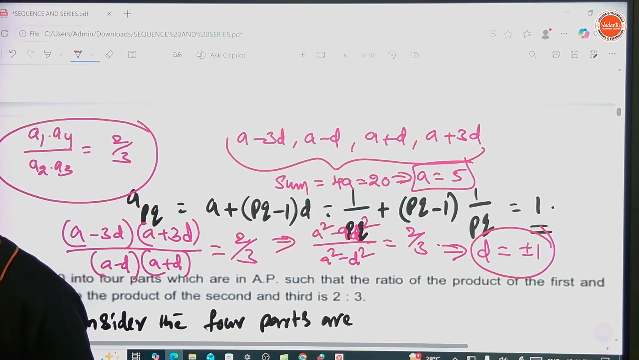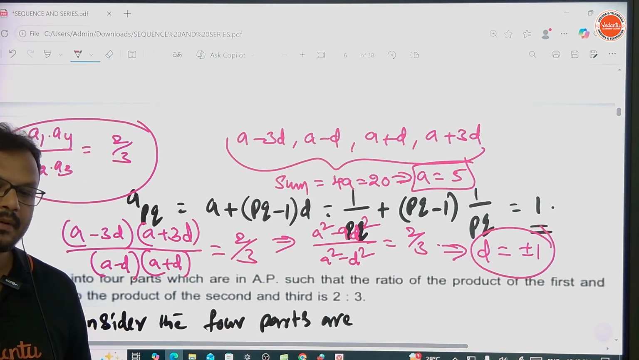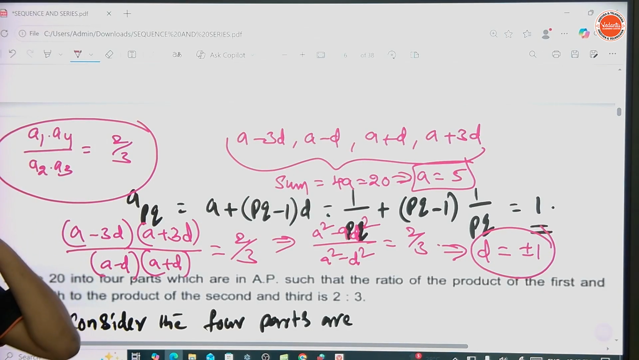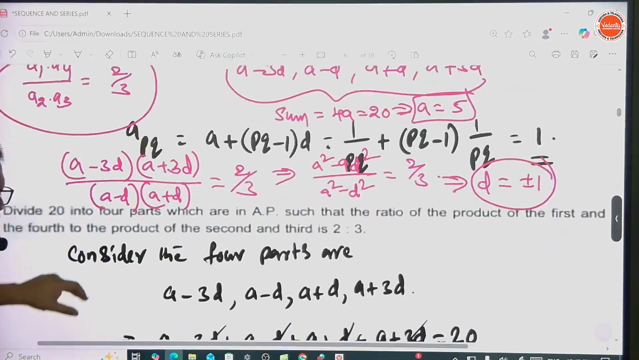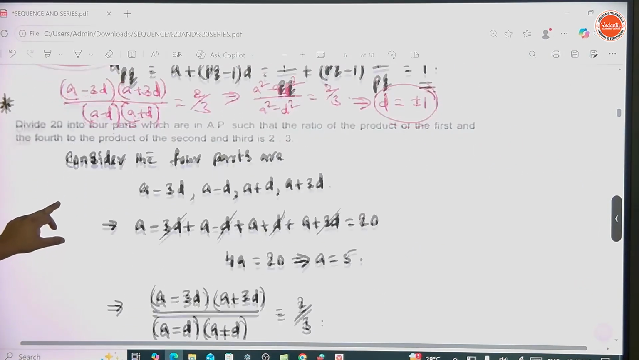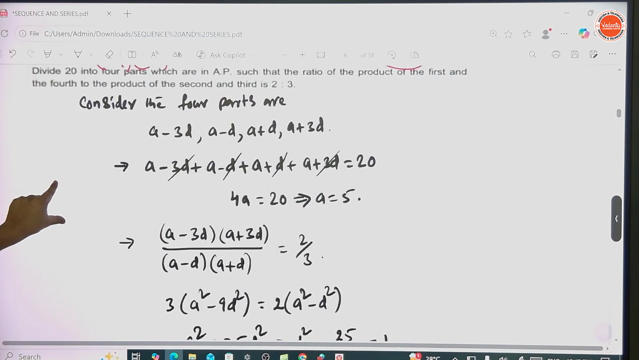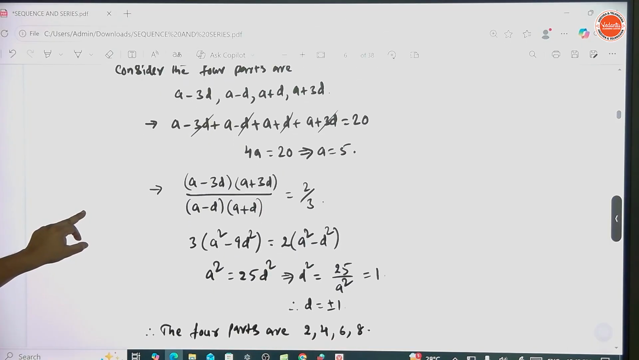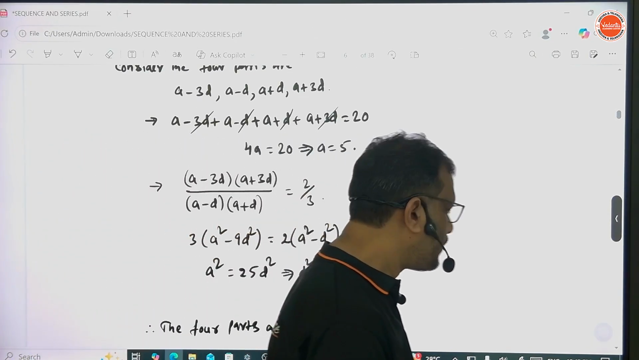If you take 1, it is an increasing order. If you take minus 1, it will be in decreasing order. That's nothing else. Same numbers only, either increasing or decreasing order we get. D equals plus or minus 1. So therefore, the 4 parts of the number 20 are 2, 4, 6.